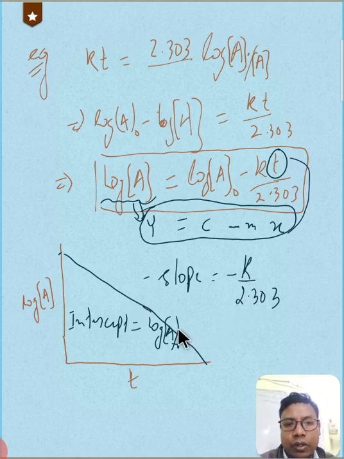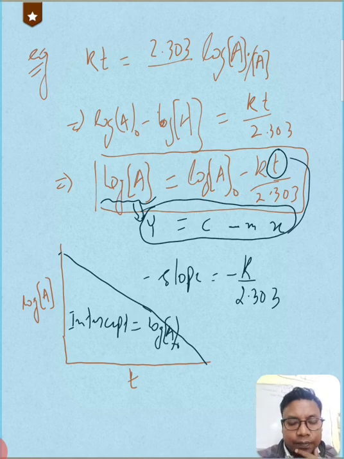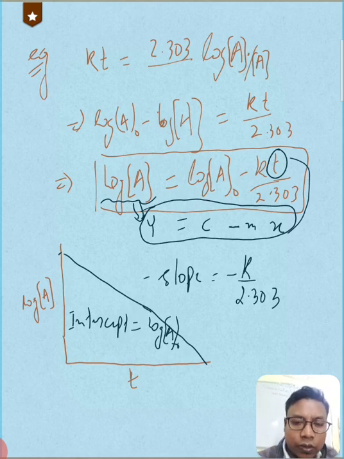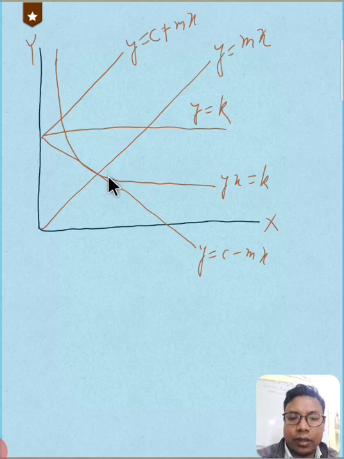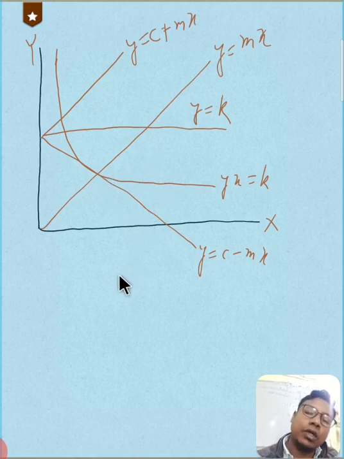So I hope this concept of graphs is clear, and other graphs are also there, but they are not usually used in chemistry. So these 5 types of graphs are generally seen in chemistry. So I thought to make a video on this particular topic.